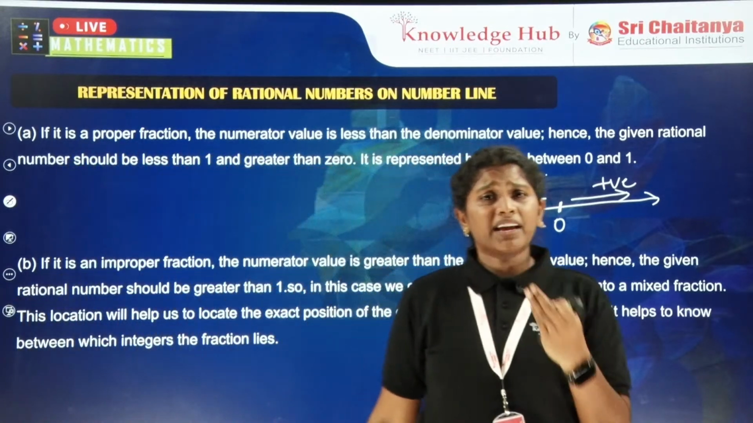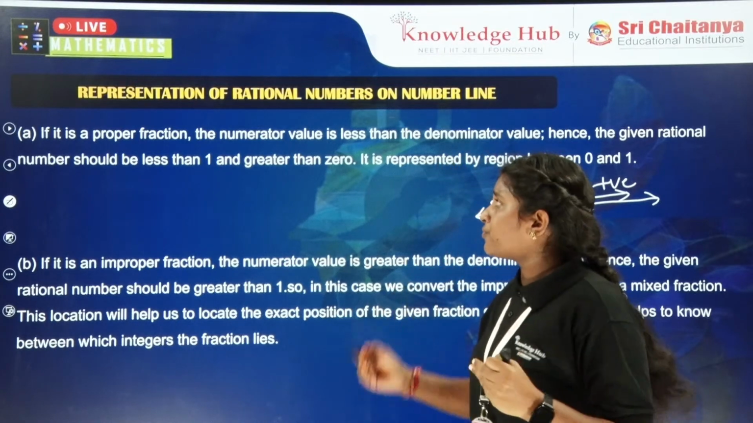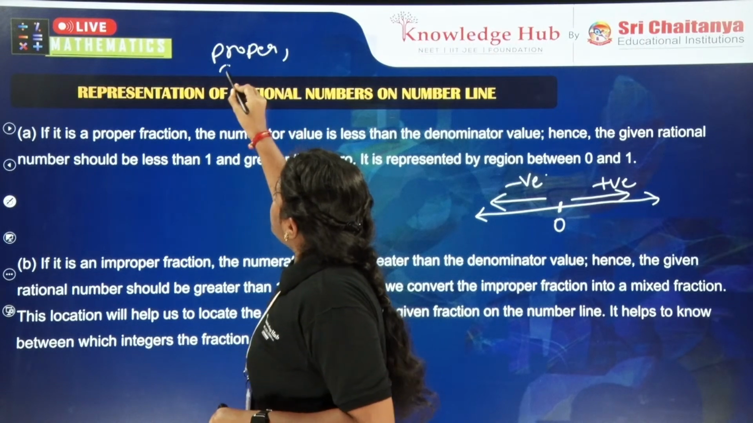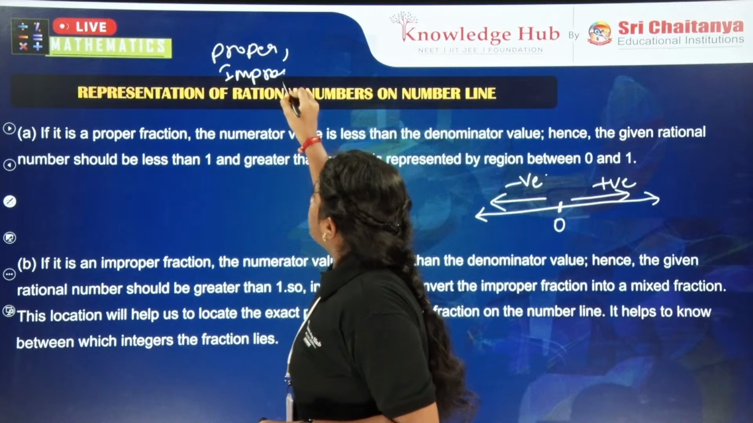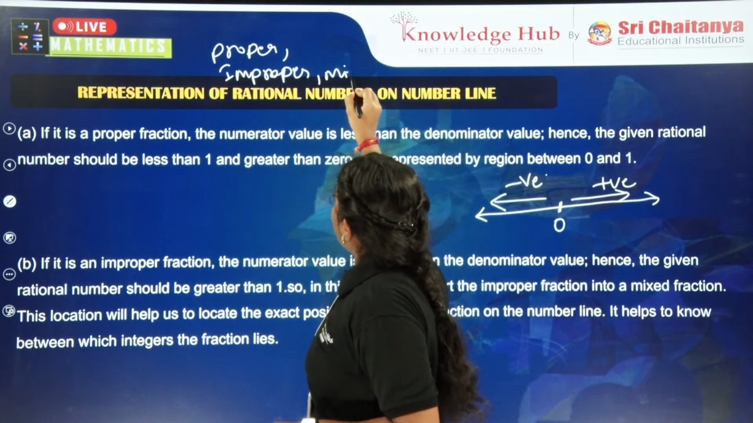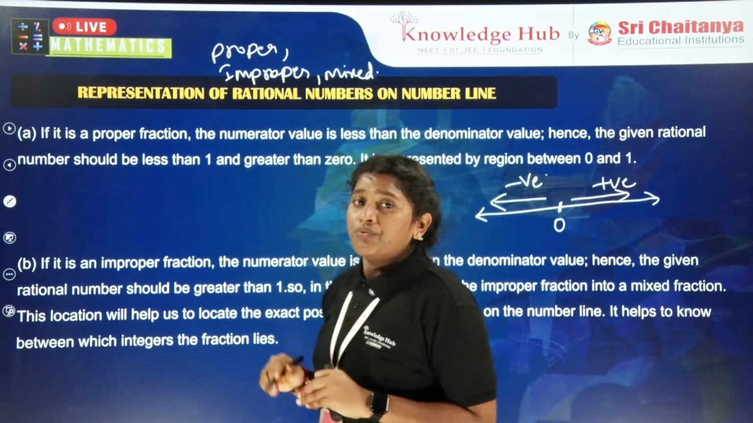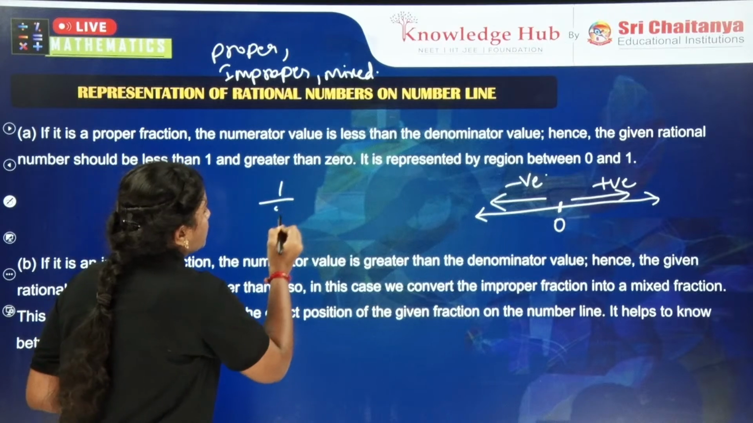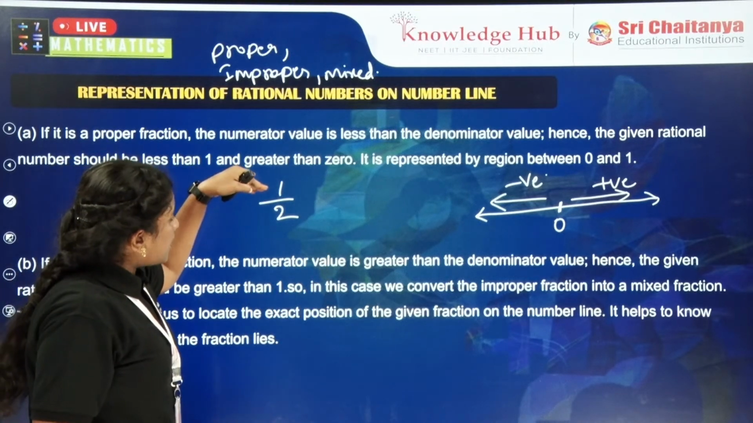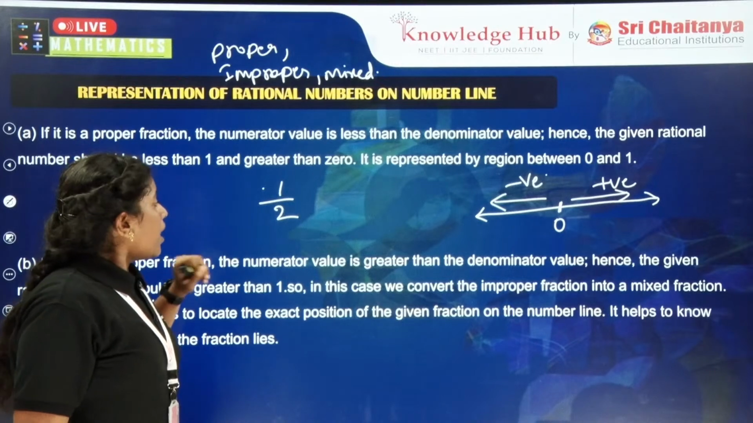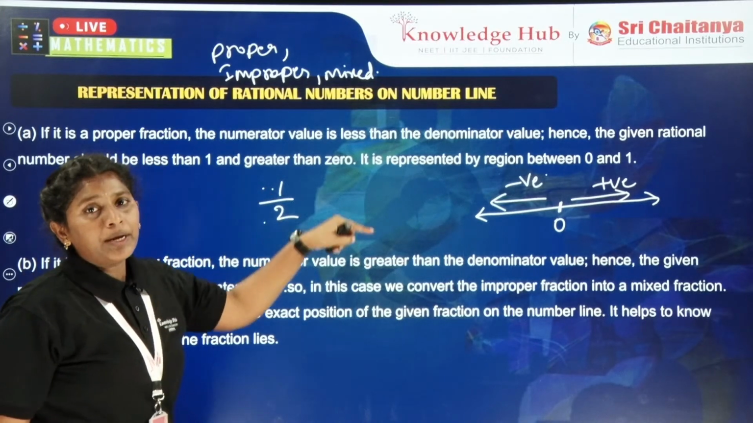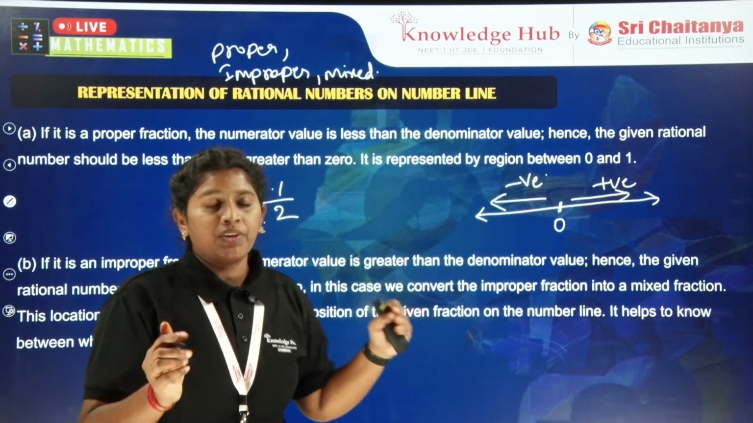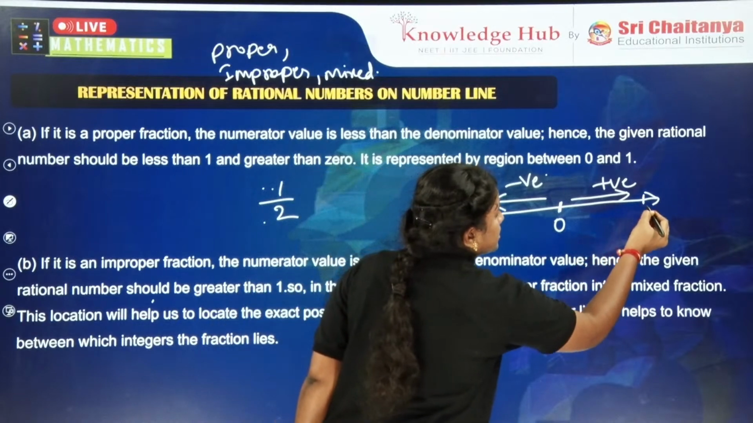So coming to here, how can we represent rational numbers on the number line? Same like our fractions. We have the types of fractions as proper, improper and mixed fractions, right? Coming to the proper fraction, it means the numerator is less than the denominator. Just consider 1 by 2. Here the numerator is 1, which is less than 2. Now I want to represent my 1 by 2 on the number line. We know that proper fractions will lie between 0 and 1. So here it is 0 and here it is 1.